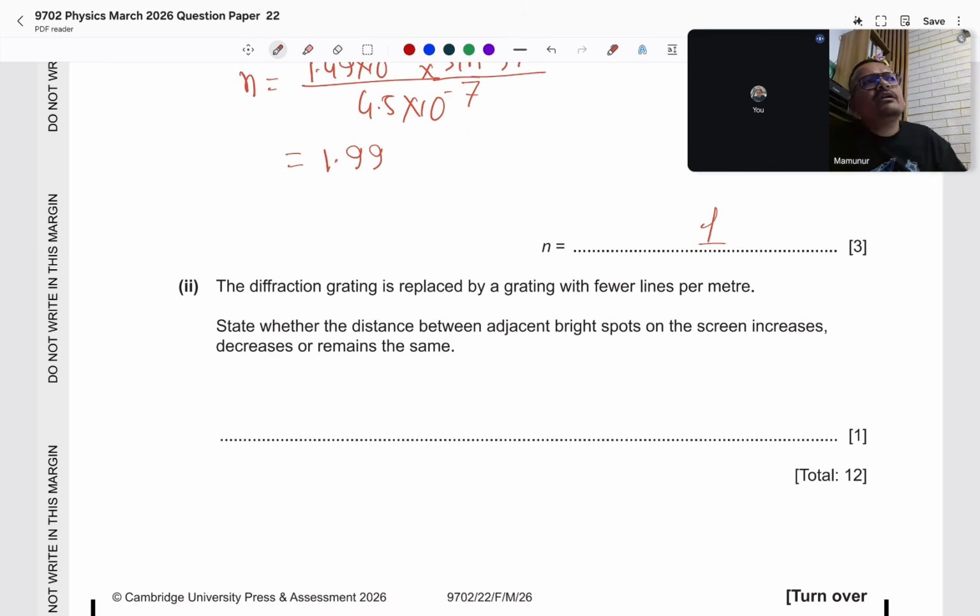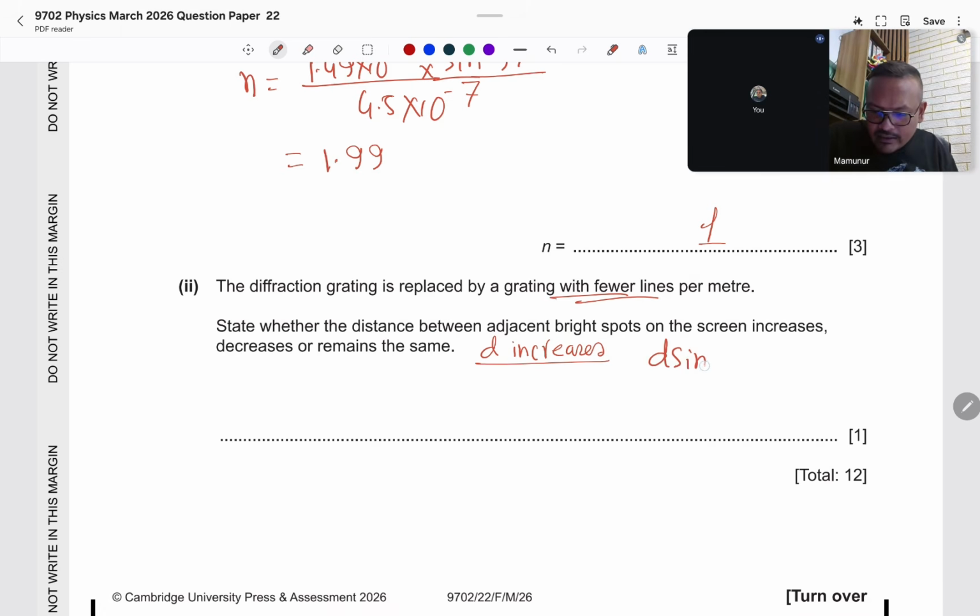The diffraction grating is replaced by a grating with fewer lines per meter. Fewer lines means, if the line number decreases, d will increase. D increases. If the line number per meter decreases, state whether the distance between the adjacent bright spots on the screen increases, decreases, or stays the same.